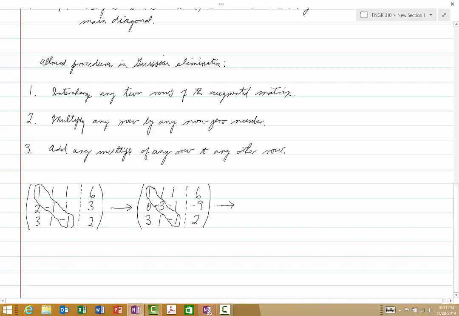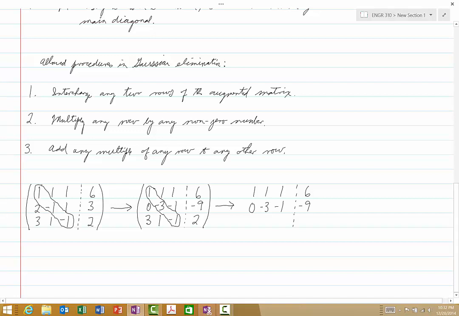Now, continuing to go from top to bottom and from left to right, our next objective is to eliminate the 3. And how can we do that? Well, we eliminate 3 by adding negative 3 times the first row to the third row. So we're left, again, we're not changing anything in the first row, so we have 1, 1, 1, 6. And this time we're not changing anything in the second row, so we can go ahead and write down 0, negative 3, negative 1, negative 9.